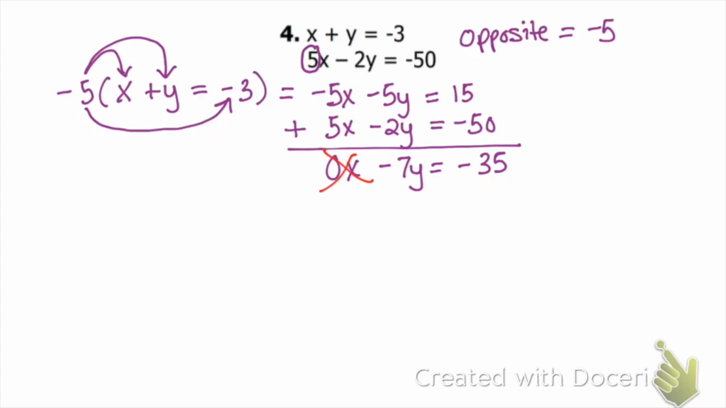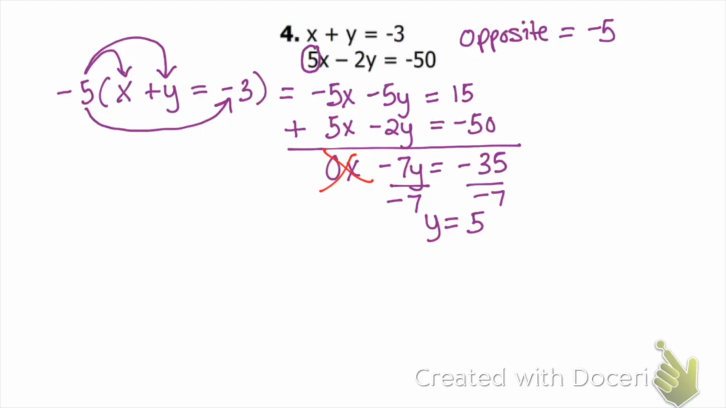And then negative 5y plus negative 2y is the same thing as minus 2y, so that's negative 7y. And 15 minus 50 is negative 35. Then solve for y by dividing by negative 7, and you get y equals 5.